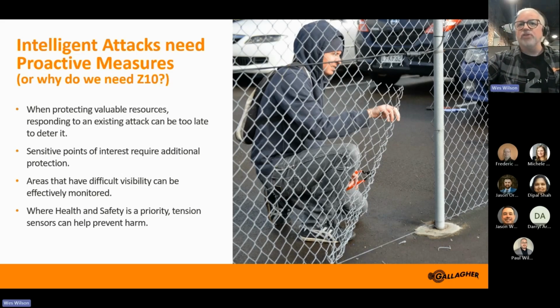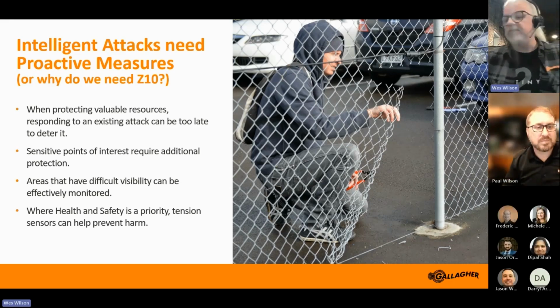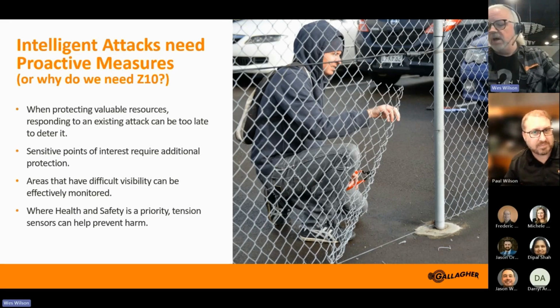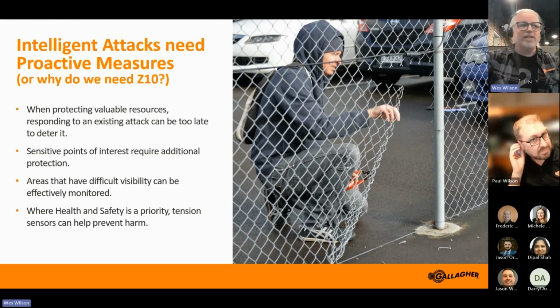Additionally, like I said, where health and safety is an issue, letting people onto the property can be very difficult, and you might want to have extra stuff there. But also, let's say you're trying to protect children from going into and out of an area, and some kind of a pulse fence wouldn't be acceptable. Well, you can have a set of Z10 tension sensors up that allow you to detect if a child is attempting to climb or get into an area or exit an area, and that doesn't provide danger to those children.